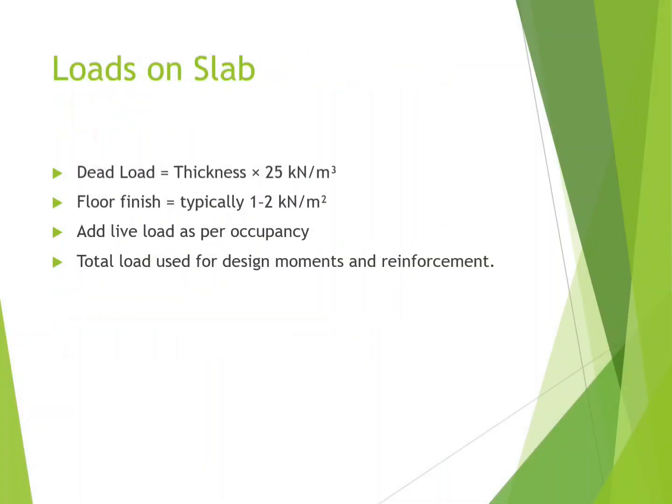Once that depth is locked in, you calculate your loads per square meter. You take your dead load, which is just the total slab thickness multiplied by the unit weight of concrete, which is 25 kilonewton per meter cubed. Then you add your floor finish, typically 1 to 2 kilonewton per meter squared, and your design live load.